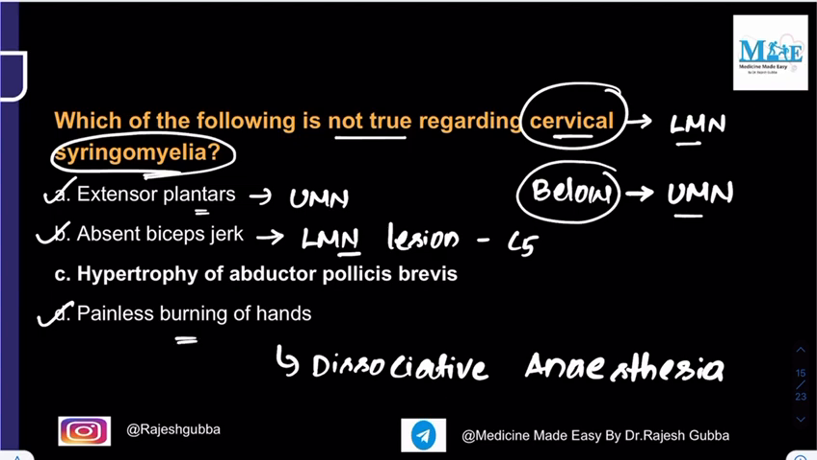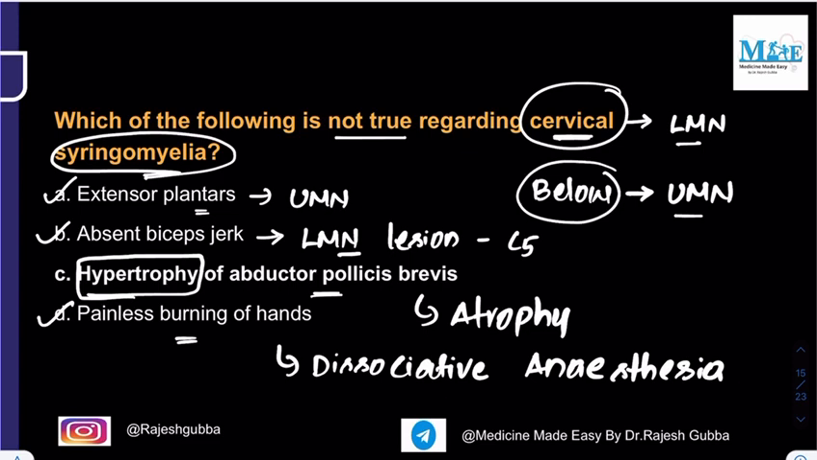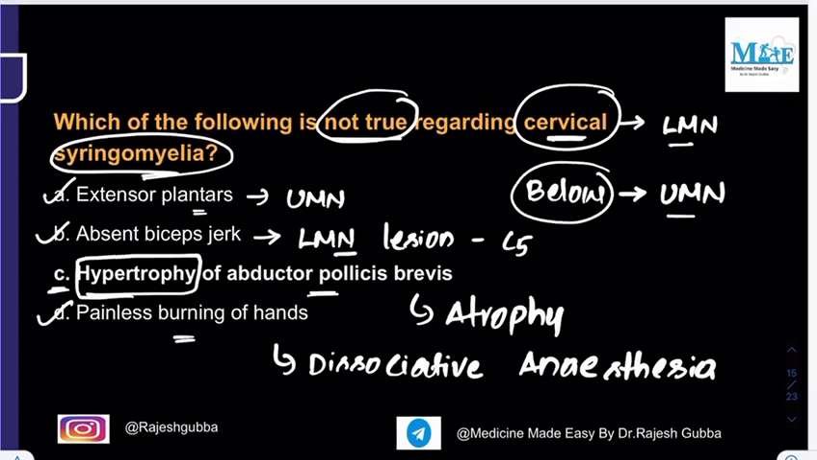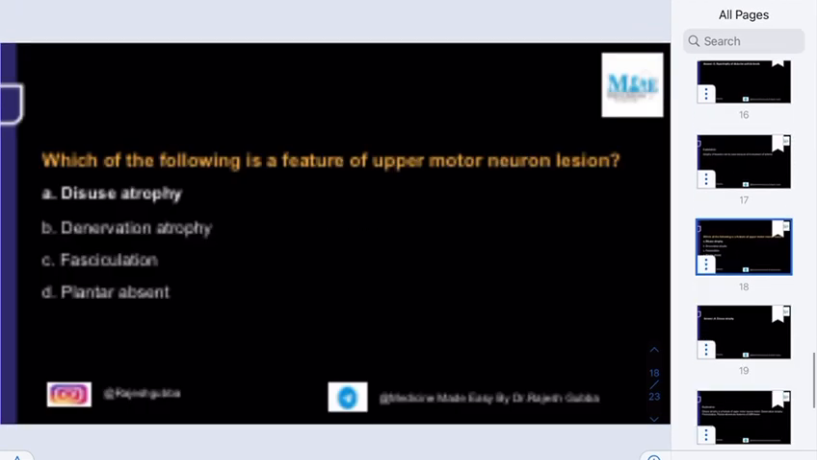Now, whenever there is pathology at the cervical area, remember, you will not have the hypertrophy of the abductor pollicis brevis. You will notice that there is atrophy of the abductor pollicis brevis. So the correct answer here is C, because the question asked is which of the following is not true. The answer in this question is C. Now we will move on to the fourth question.